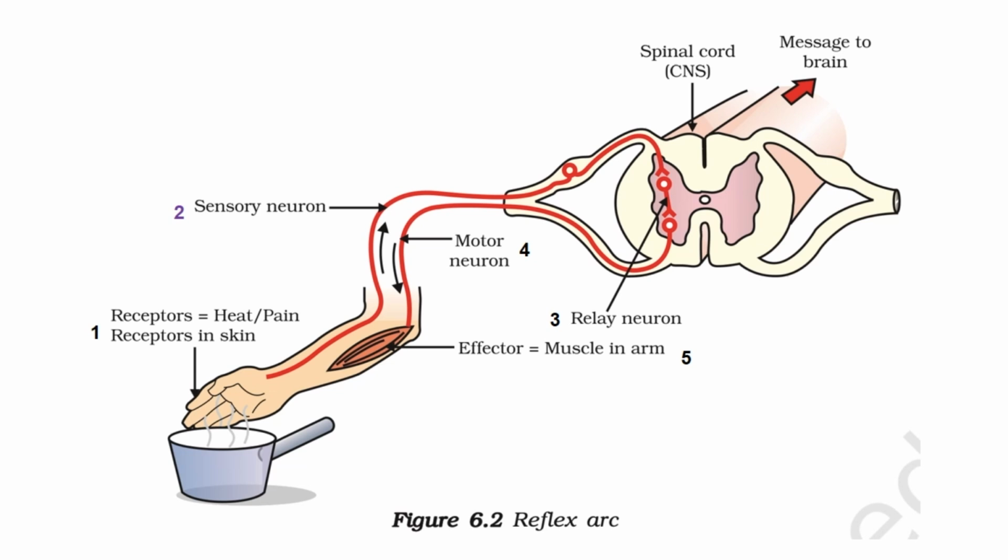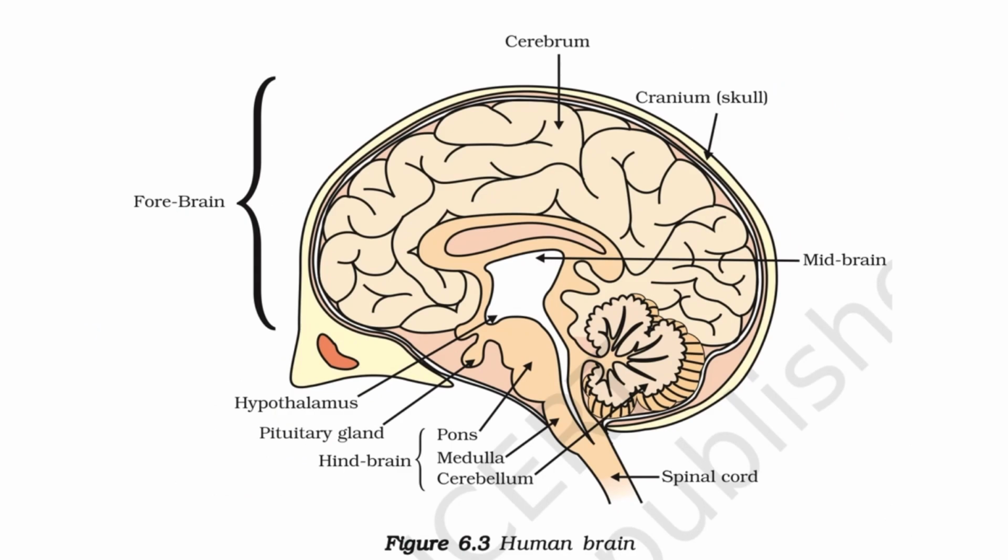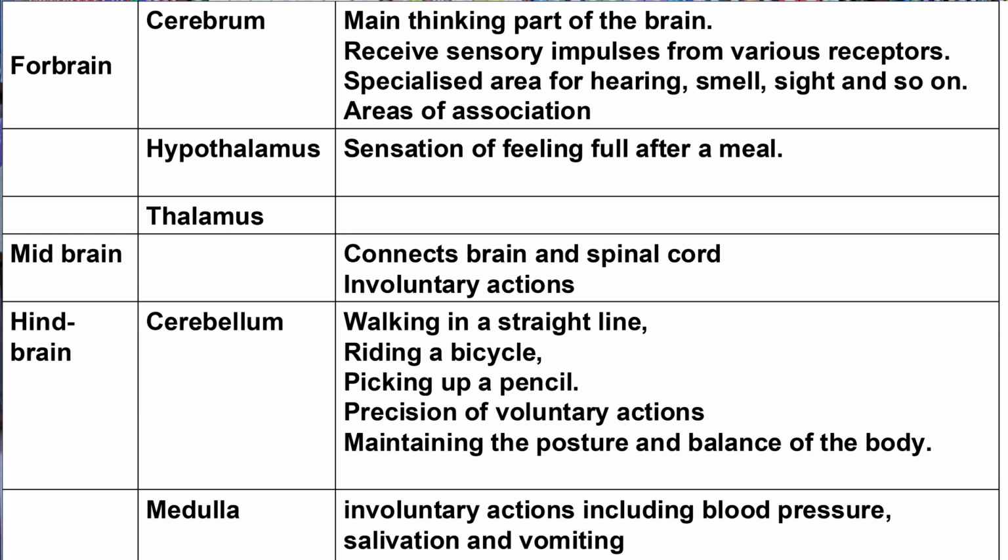Human nervous system consists of central nervous system and peripheral nervous system. Brain and spinal cord make the central nervous system, and all the nerves which connect different parts of the body to the central nervous system make the peripheral nervous system. Then we learned about reflex action and reflex arc. Remember to learn all the components of the reflex arc. Then we learn the structure and functions of different parts of the human brain. Pause the video and see the table to learn all the different parts and its functions.